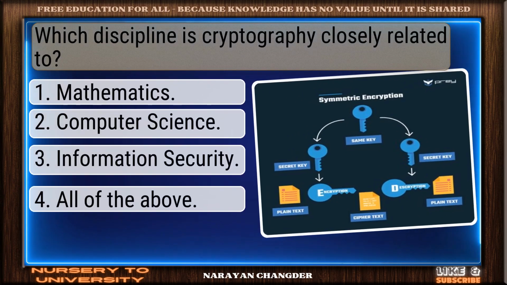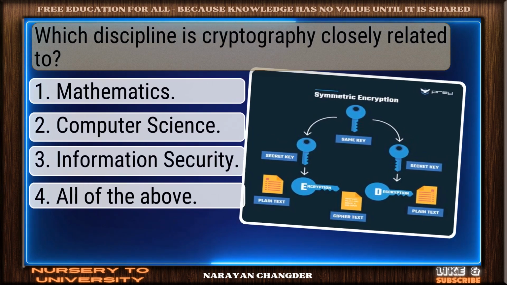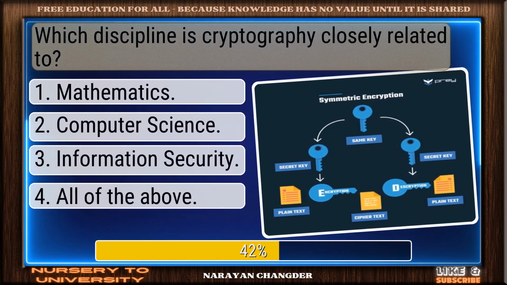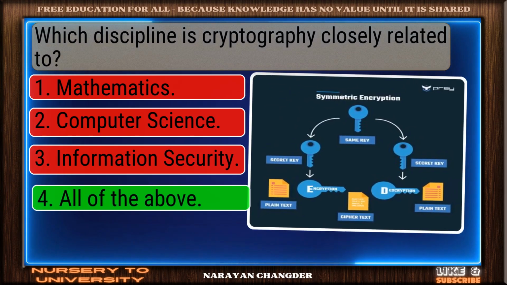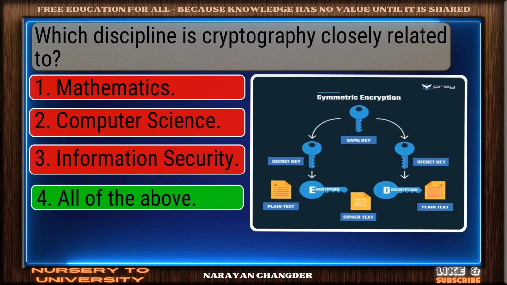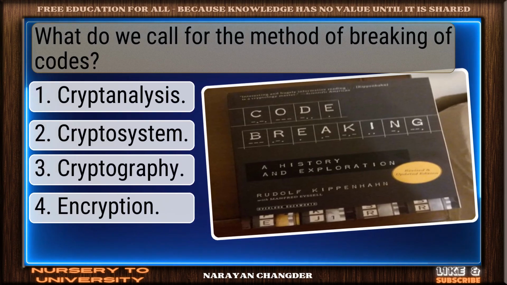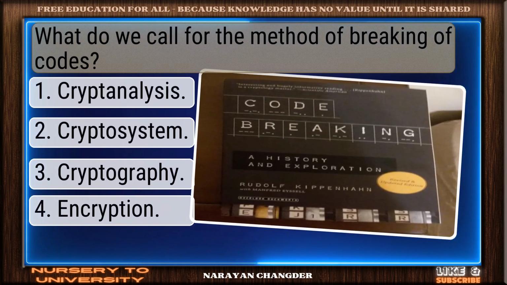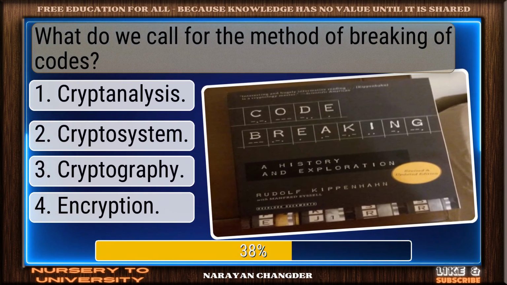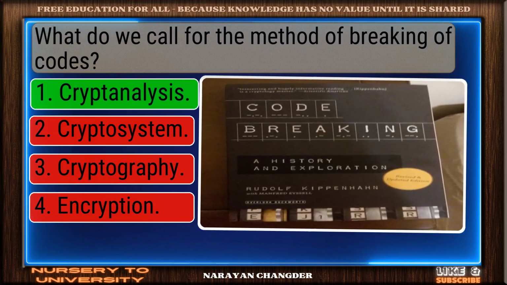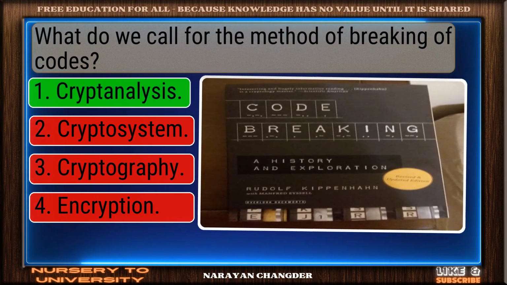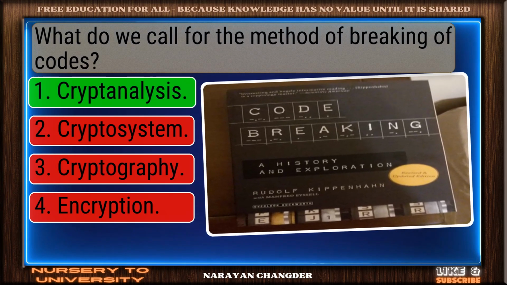Question number 46. Which discipline is cryptography closely related to? Sharp thinking. All of the above is the right choice. Question number 47. What do we call for the method of breaking of codes? Clear logic. Your choice cryptanalysis is sound and 100% true.